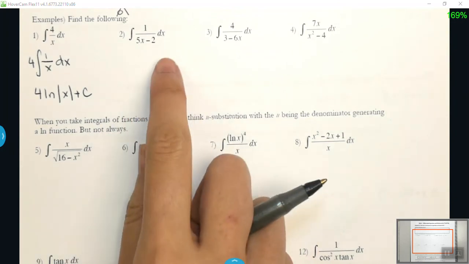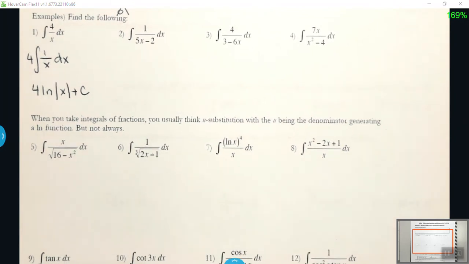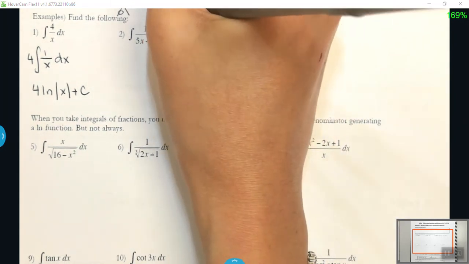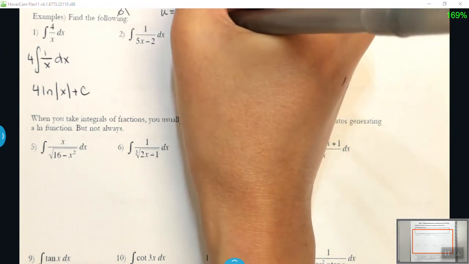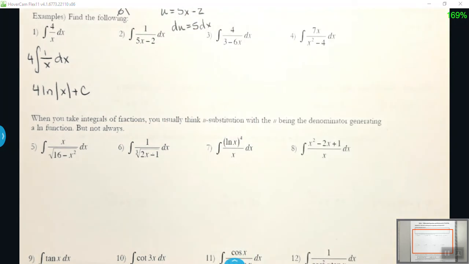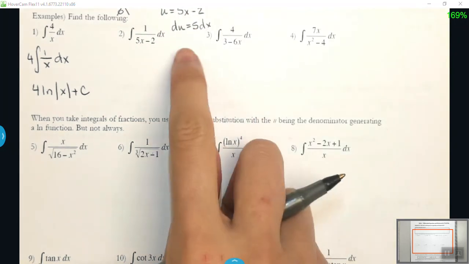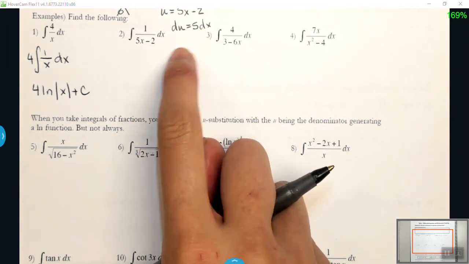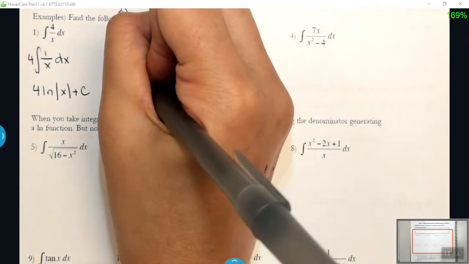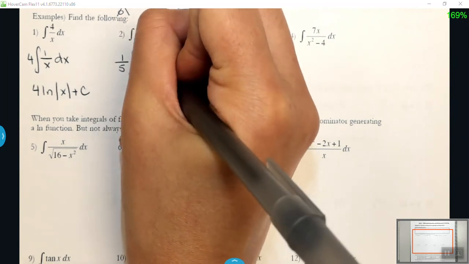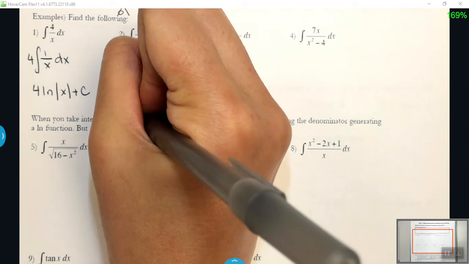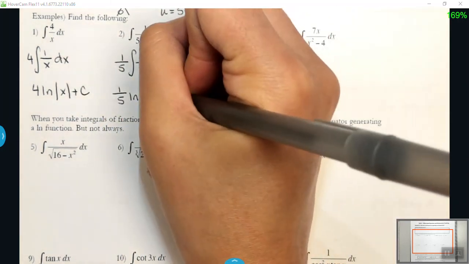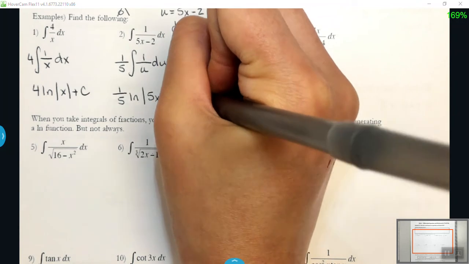Okay, this one is 1 over 5x minus 2. So I'm going to do u equals 5x minus 2. du is 5 dx, right? So I should multiply this integral by what? 1/5. Integral 1 over u du now. And then now I can do 1/5 natural log. Might as well plug my u back in. So 5x minus 2 plus c.